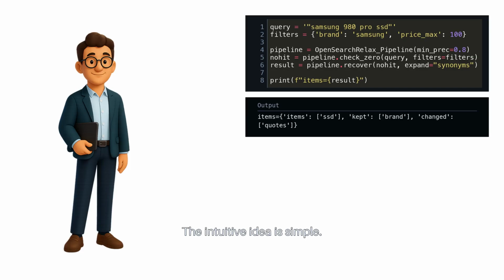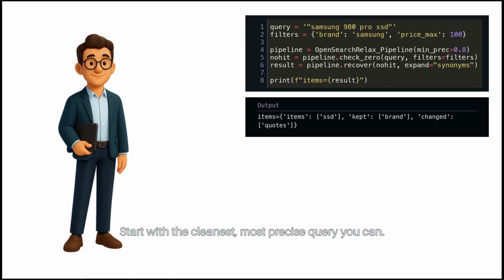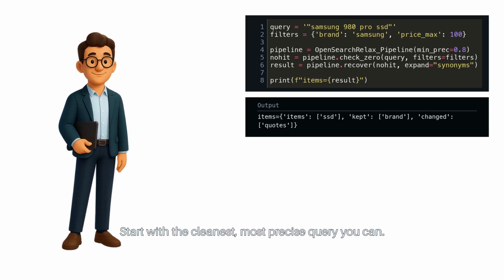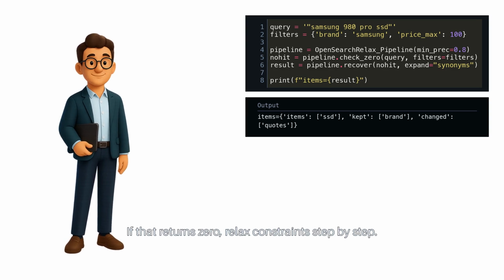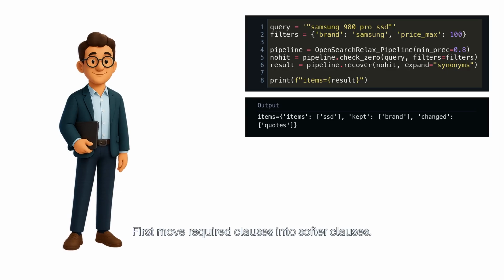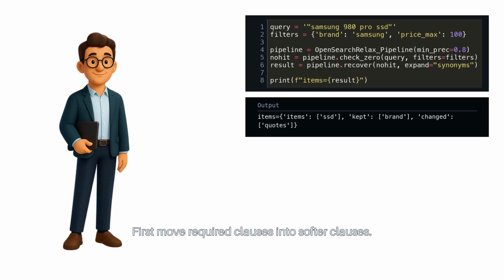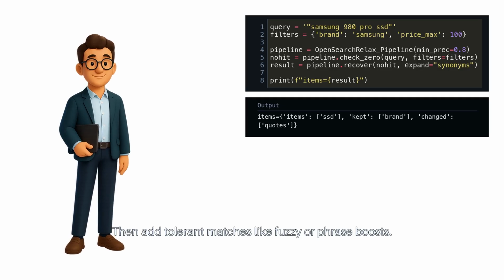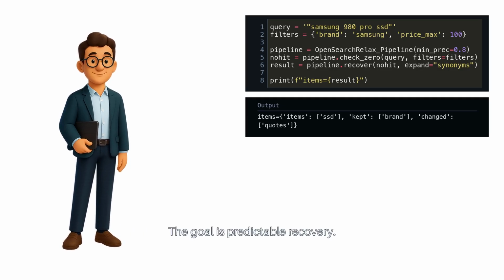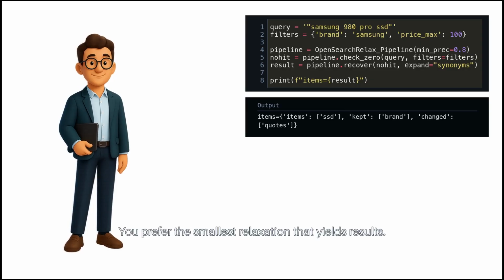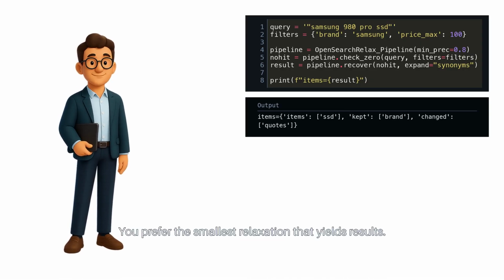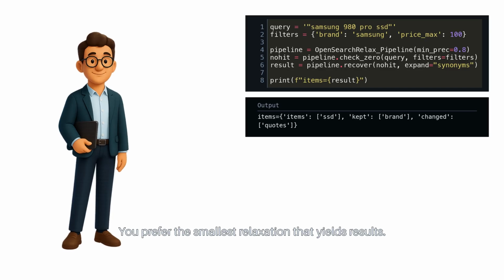The intuitive idea is simple. Start with the cleanest, most precise query you can. If that returns zero, relax constraints step by step. First, move required clauses into softer clauses. Then add tolerant matches like fuzzy or phrase boosts. The goal is predictable recovery. You prefer the smallest relaxation that yields results.